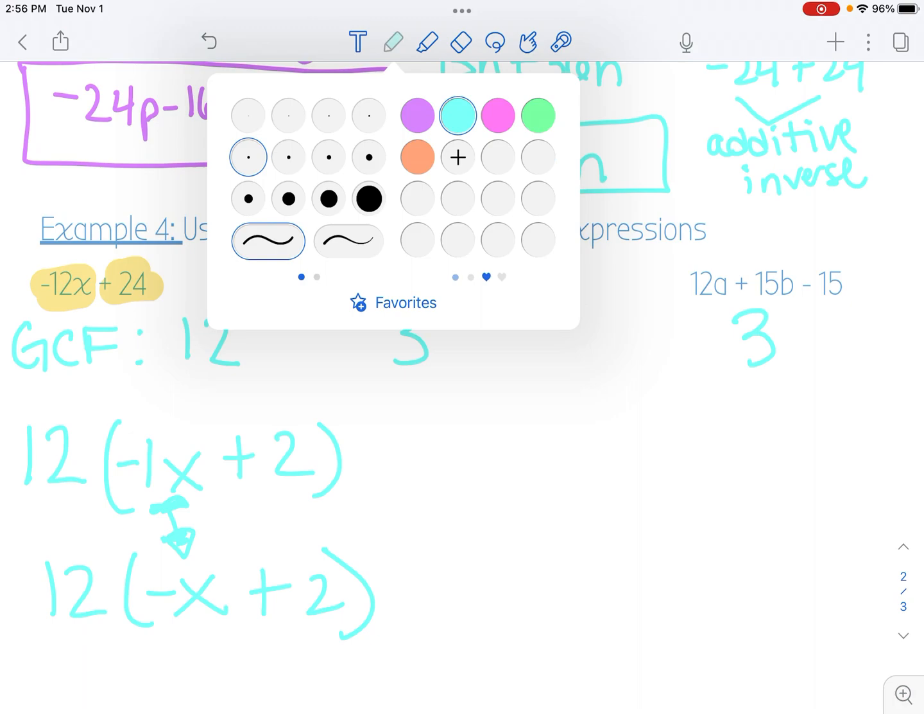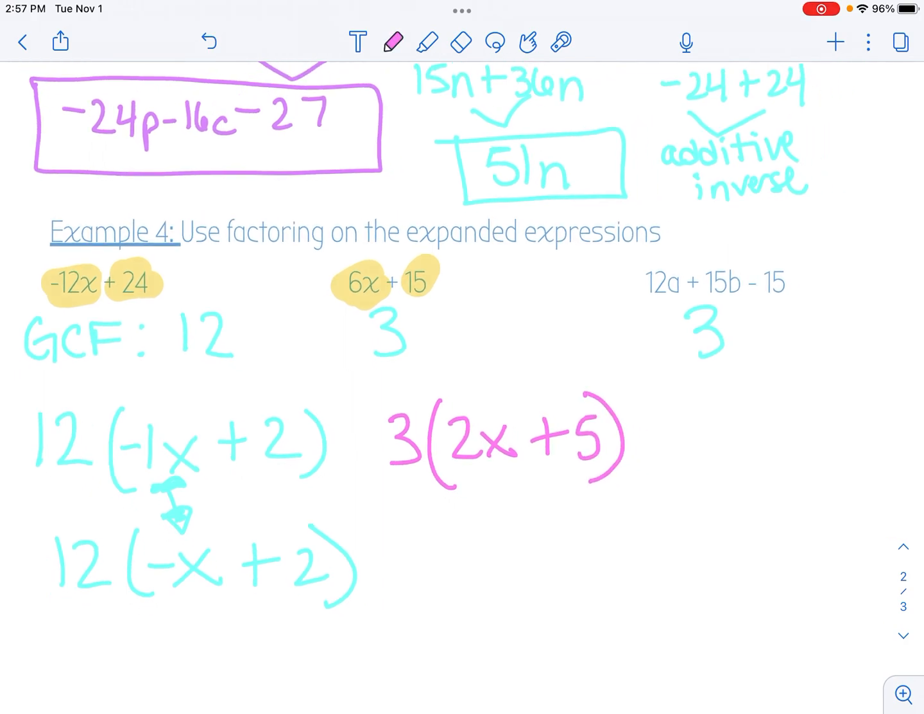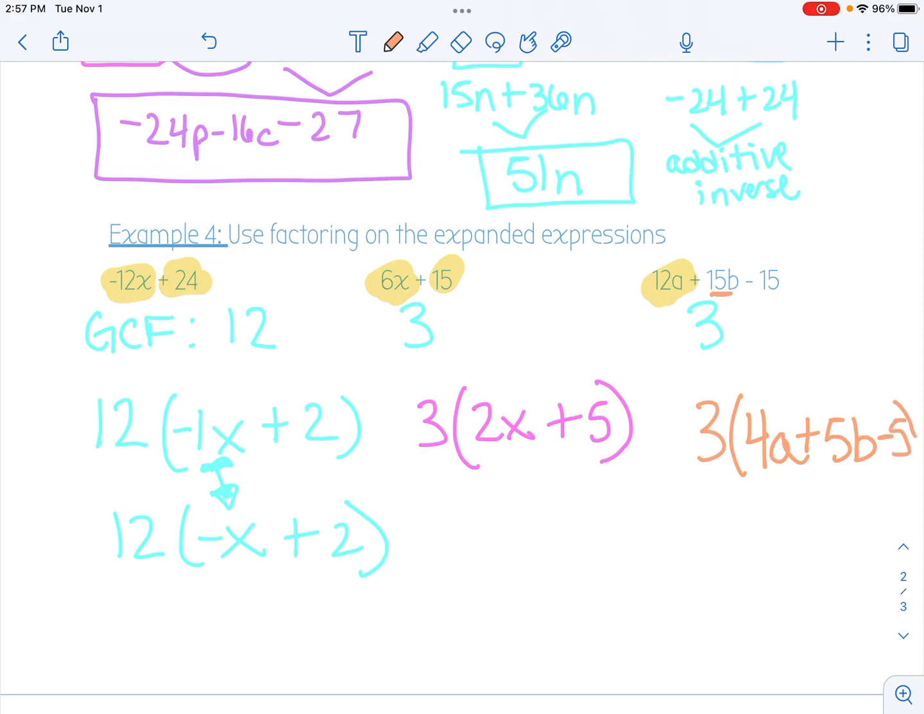6x plus 15. If I am factoring out, my greatest common factor was 3, so 3 on the outside. 6x divided by 3 is 2x, and 15 divided by 3 is 5. And finally, my last expression, I said my greatest common factor was 3 again, so I'm going to take out my 3. I have 12a divided by 3 is going to be what? 4a. I have 15b divided by 3 is going to be 5b. And then negative 15 divided by 3 is negative 5. So my final expression would be this.